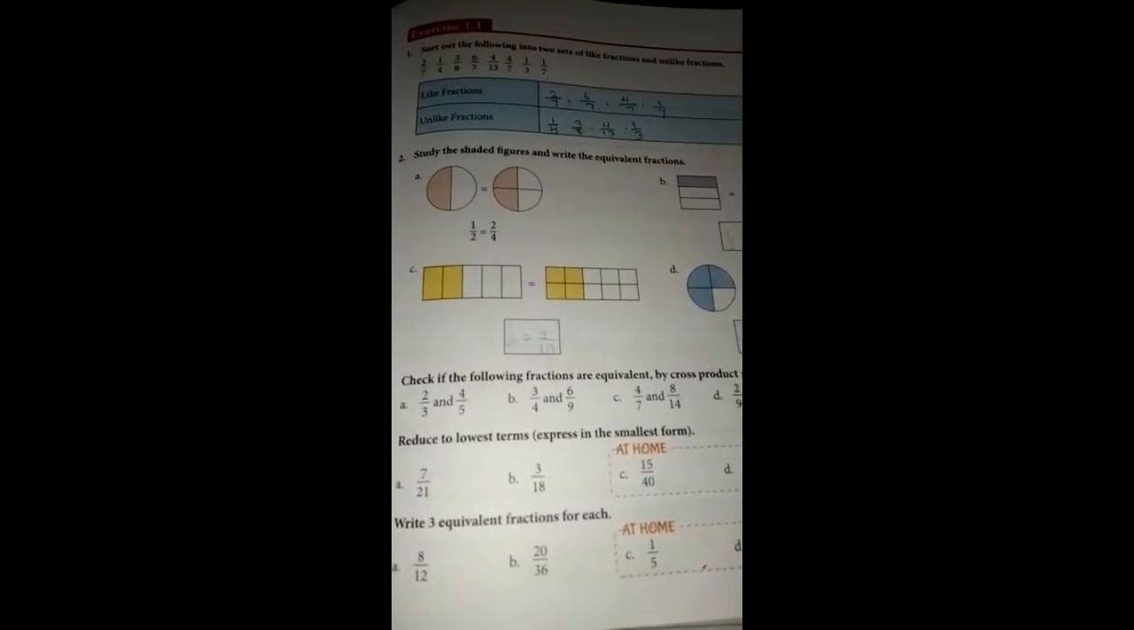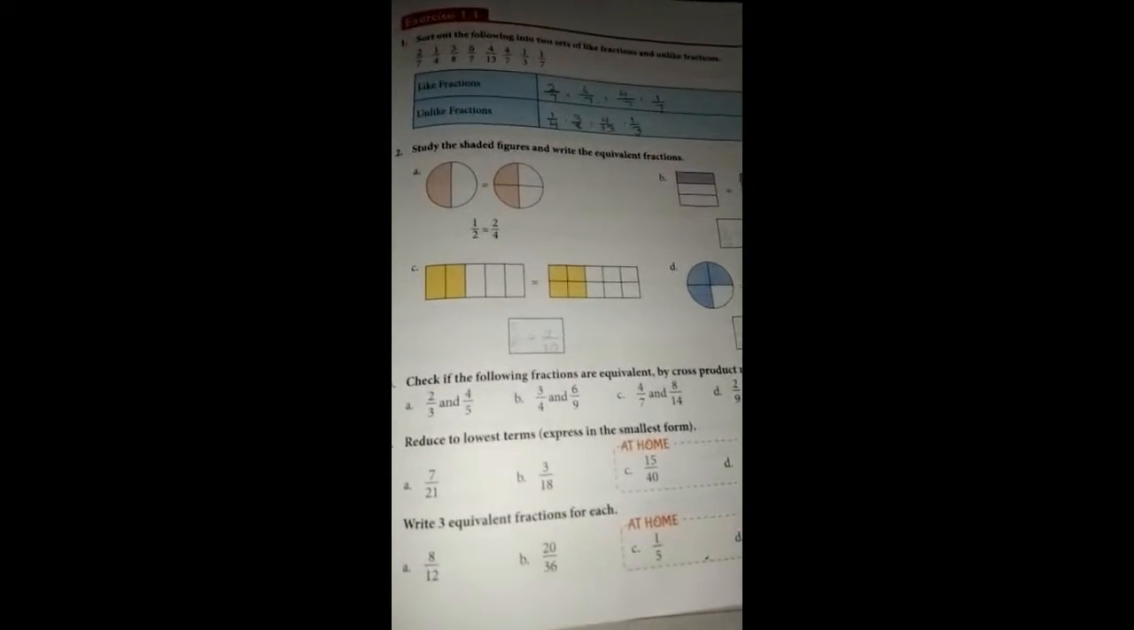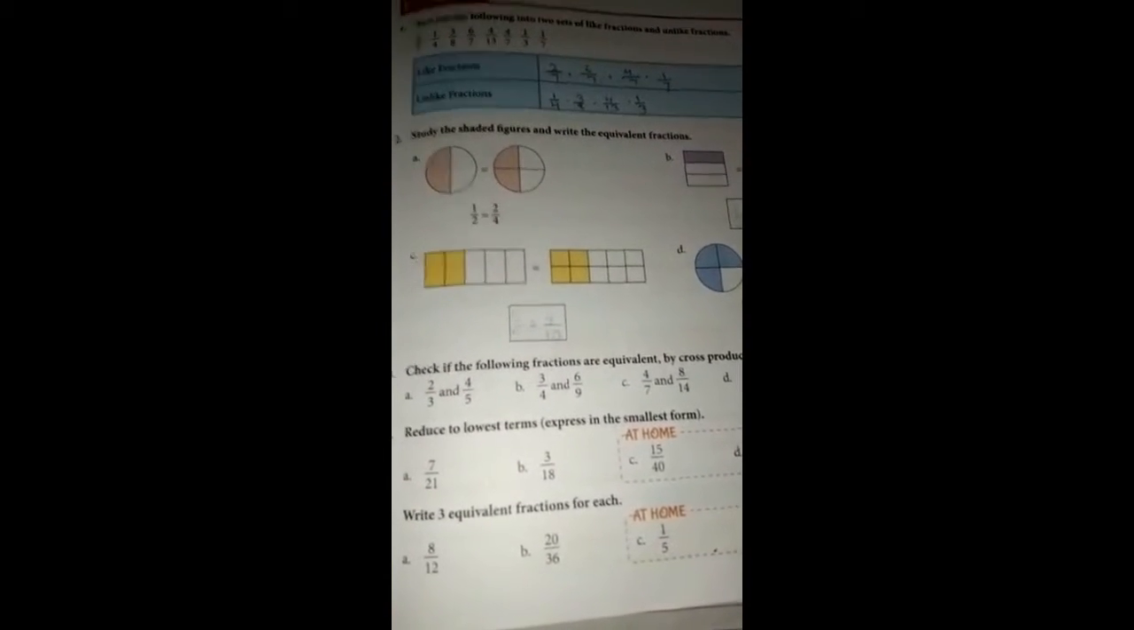So students, we are learning our first chapter, named fractions. In this chapter we learn fractions and types of fractions: like fractions and unlike fractions, equivalent fractions, and we learn the cross product of two equivalent fractions. And we solve exercise 1.1 based on these concepts.